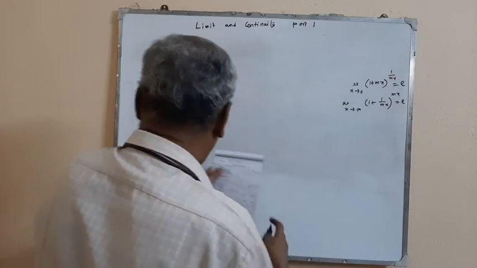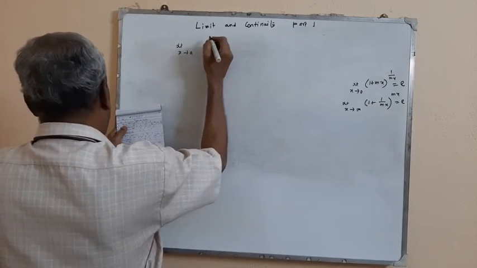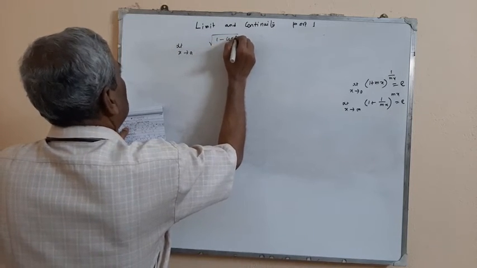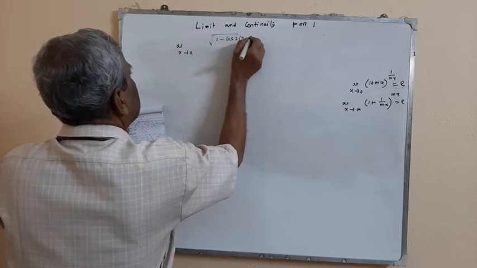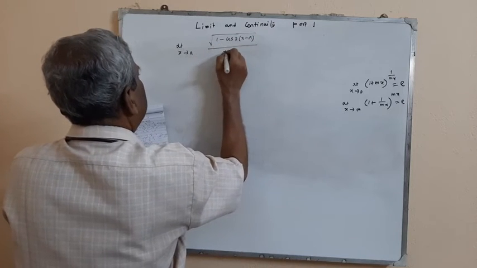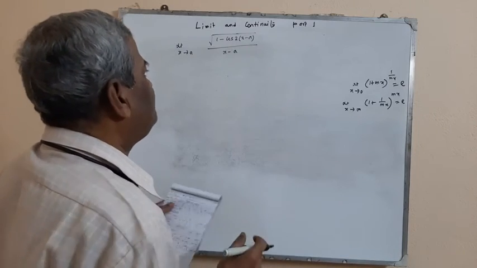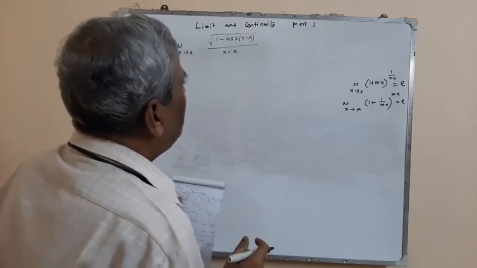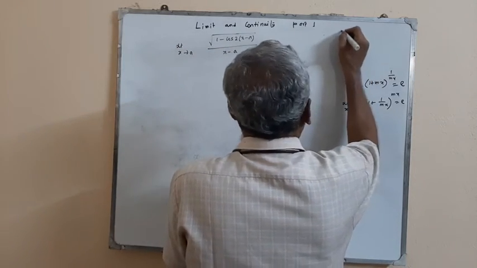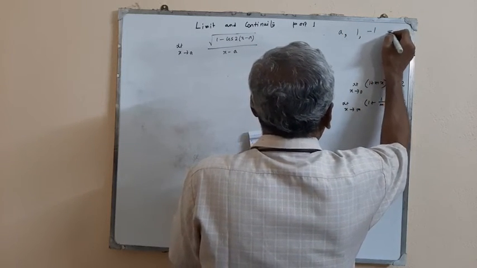The problem is: limit x tends to a of root over of (1 minus cos of 2 into (x minus a)) divided by (x minus a). Find the limiting value of that. The options are a, 1, minus 1, and does not exist.